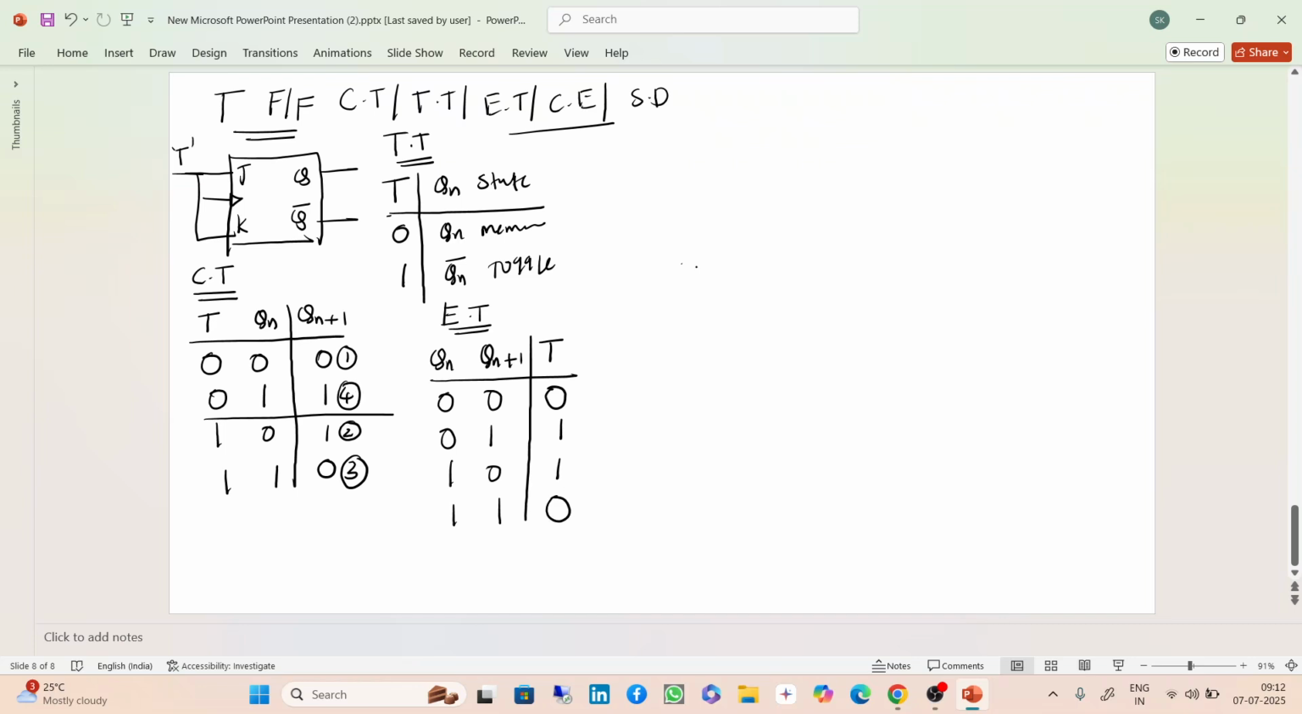If you see this, it is looking like an XOR gate, no? For an odd number of ones you are getting the output as 1, and for the same inputs you are getting the output as 0. So I can write the characteristic equation directly without drawing the K-map. By observing this, I can say that T equals Qn XOR Qn plus 1. So this is the T input.